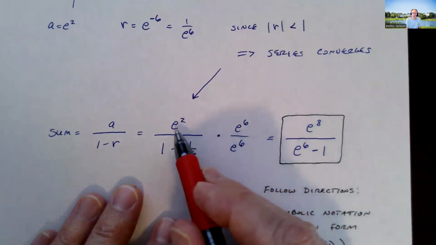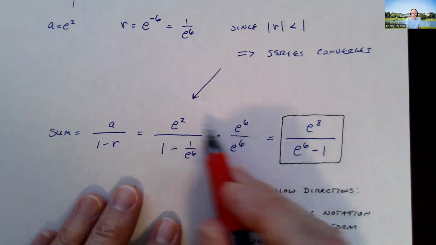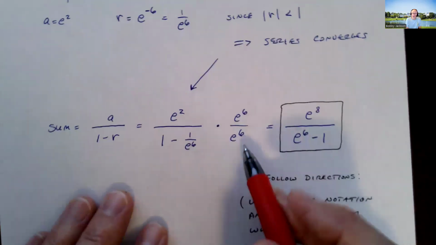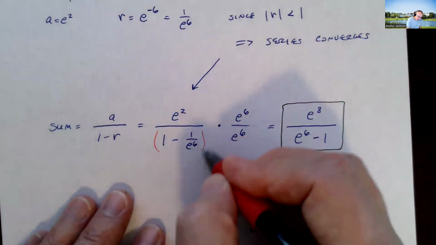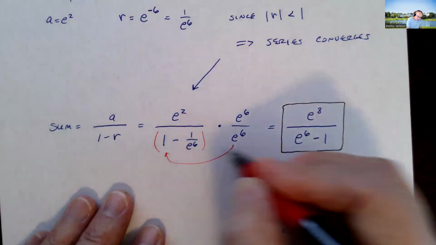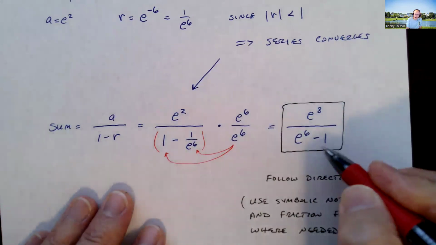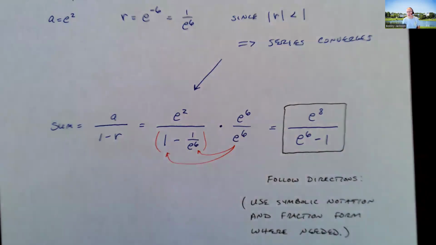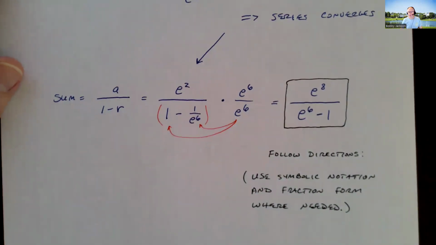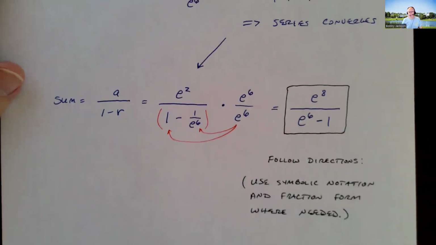Multiplying by 1. e squared times e to the 6th, add the exponents, e to the 8th. And then here I need to make sure I distribute e to the 6th over the 1, and then e to the 6th times 1 over e to the 6th obviously is just 1. And there is your sum in exact value. Okay, hope this one helps. This is a kind of interesting one.